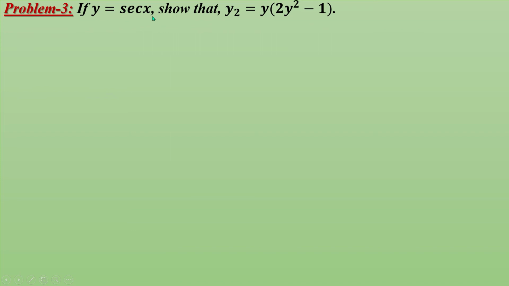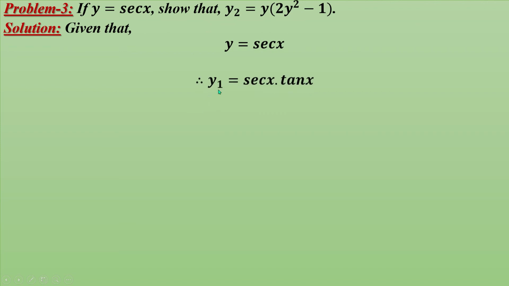Problem 3. If y equal to sec x, show that y2, meaning second order derivative, equals y into 2y square minus 1. Given that y equal to sec x, y1 means first order derivative, that means derivative of y with respect to x, that means dy by dx, and derivative of sec x we know is sec x tan x. Clear?